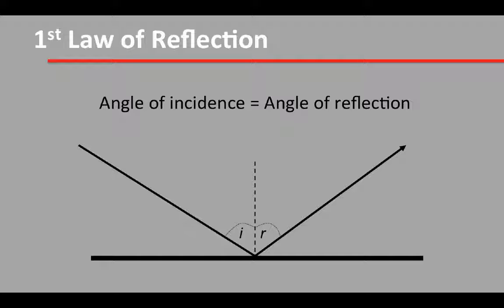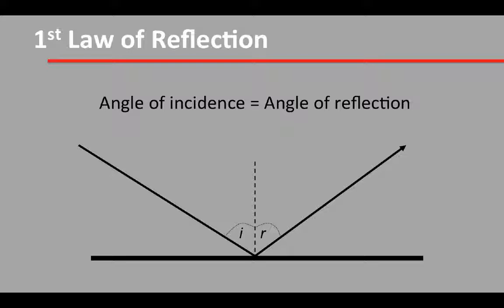Now, the easiest analogy that you can use for this concept is really just the billiard table. If you bounce a white ball onto the cushion of a billiard table, the angle at which it hits the cushion is equal to the angle at which it reflects off the cushion. Angle of incidence equals angle of reflection.